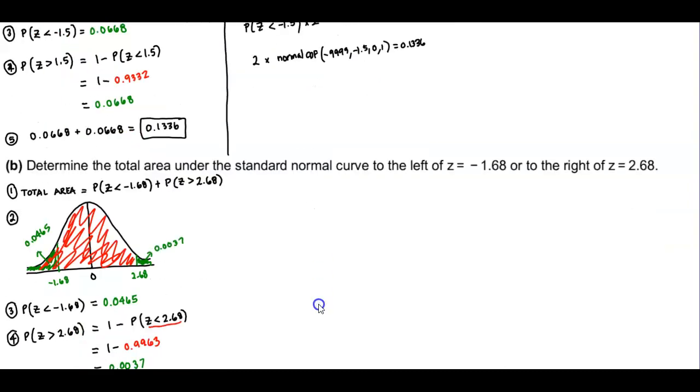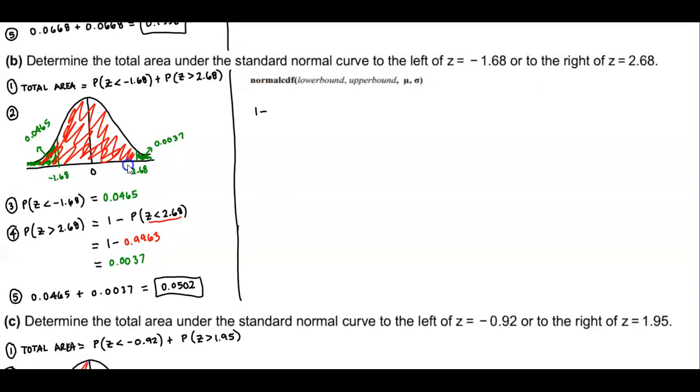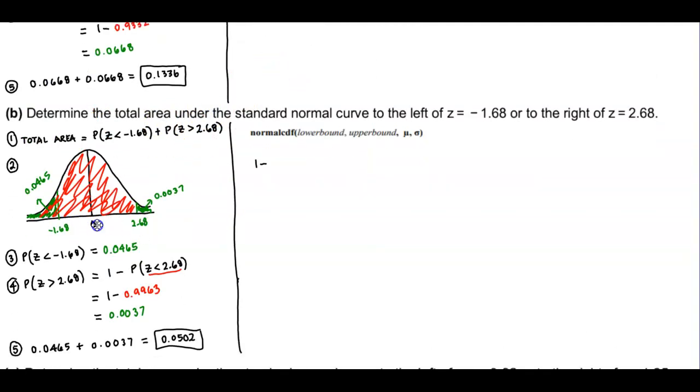All right, now let's take a look at this next one. Okay, so if we want to again use normal CDF, we're going to take 1. And in this case, these two numbers are not the same. So I can't do the multiplying it by 2 because they're not the same. So we're just going to find the area in the middle and then subtract it from 1. So we're going to take 1 and then subtract normal CDF, where the lower bound is negative 1.68. The upper bound is 2.68, which gives us the area in the middle with a mean of 0 and a standard deviation of 1.